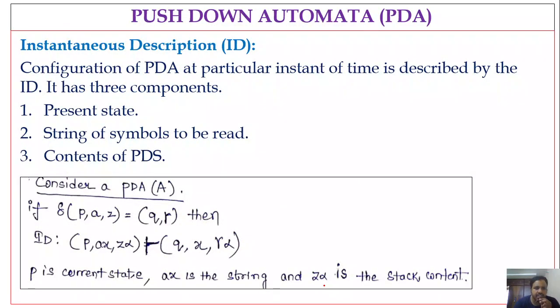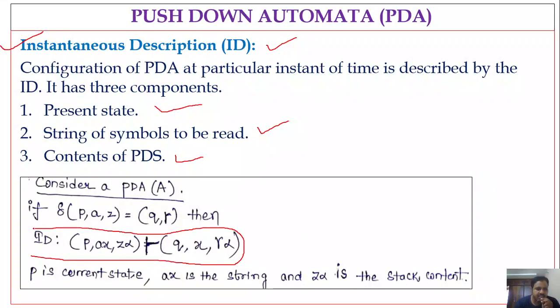Next one is the instantaneous description. We discussed the importance of this ID. At a particular instant of time, the configuration of the pushdown automata can be represented by using this instantaneous description, and it has three components. It represents the present or current state, second, the string that is to be processed, and next, the contents of the pushdown store or the stack.